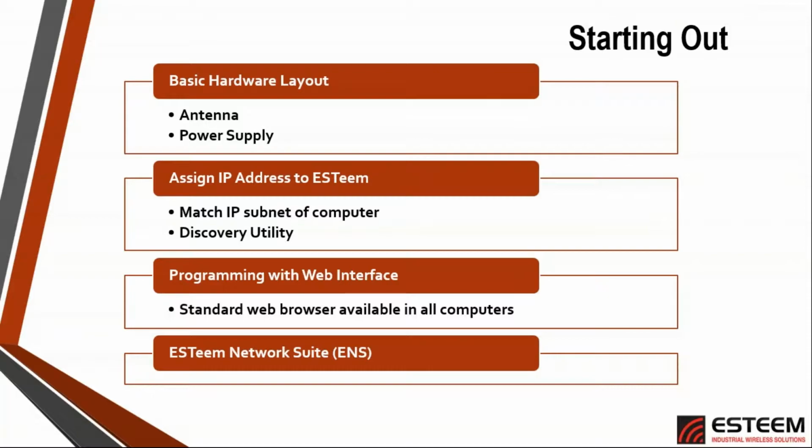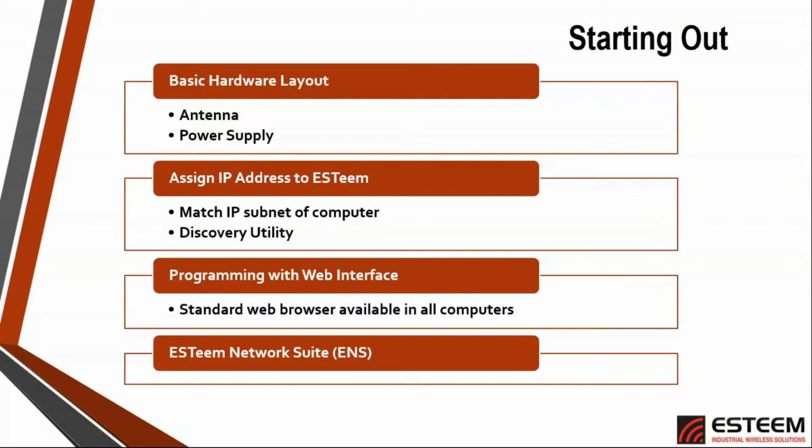There are many different ways that you can actually program the radio. The two primary ways are through the web interface, or you can use what's called the ESTeem Network Suite, which is programming software that we have made to greatly simplify how the radios are programmed. It's very visual. You put the radios onto a single screen, and you draw the lines in between them. Instead of starting with that, though, I think the best thing to do is get a good working understanding of what's happening in the background.